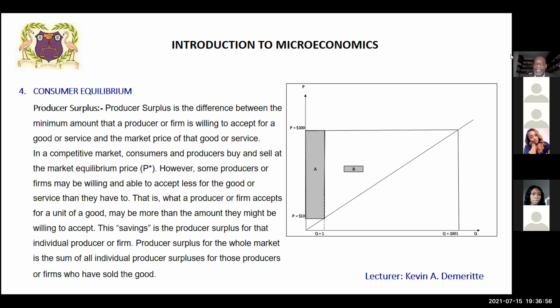And the other side of it is the producer surplus. The producer surplus is the difference between the amount that a producer or a firm was willing to accept for a product and the price that is actually able to sell that product at. So in our example, you have a company, whatever this product is, they were willing to accept $10 for it.